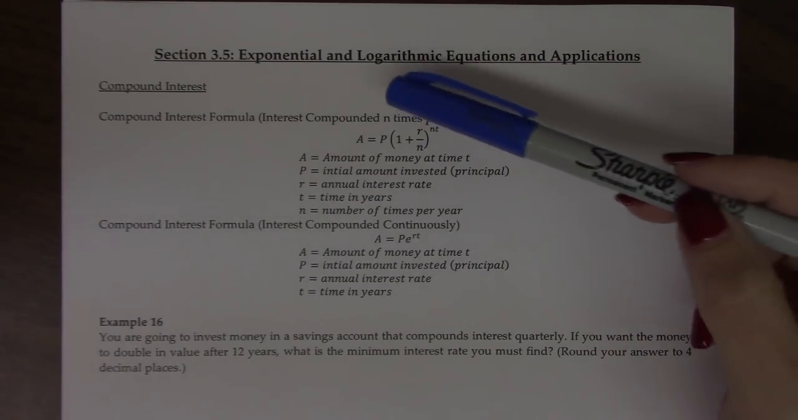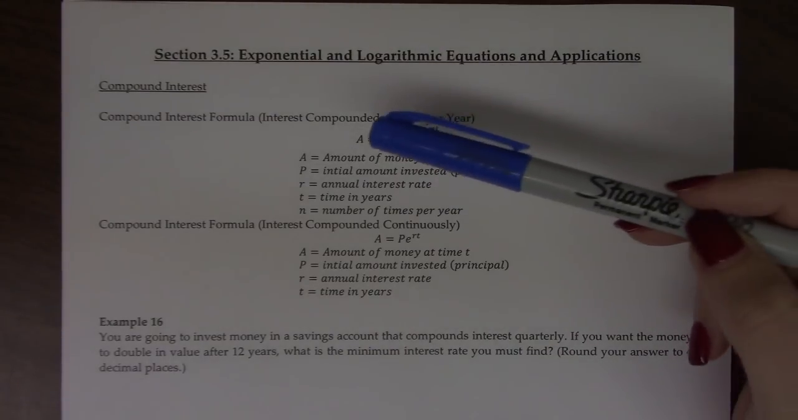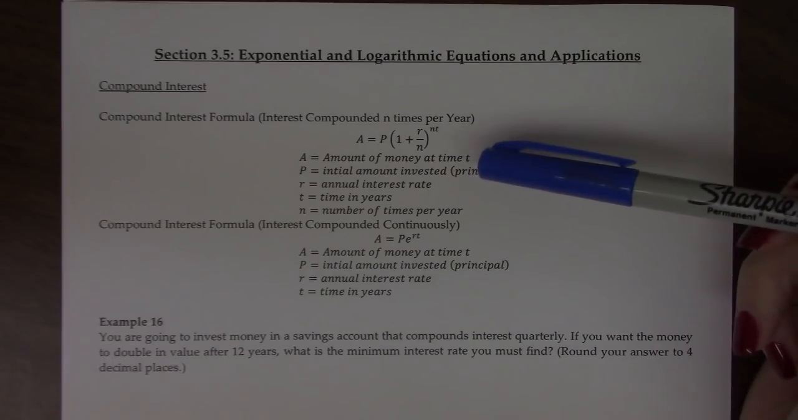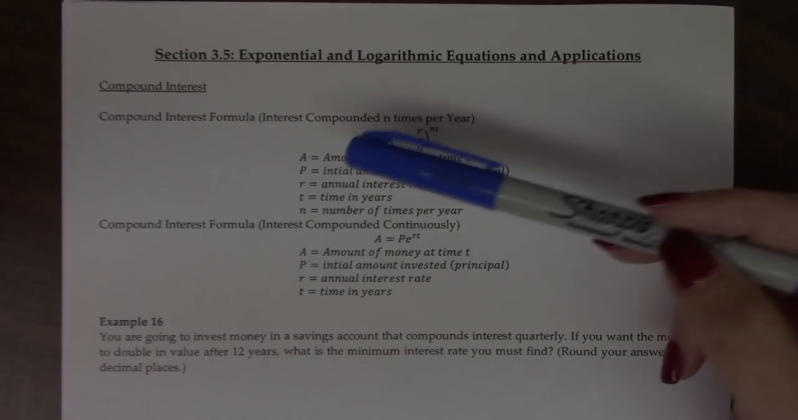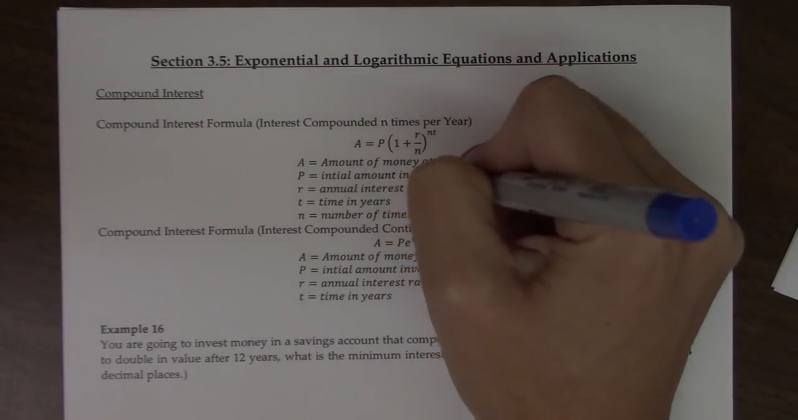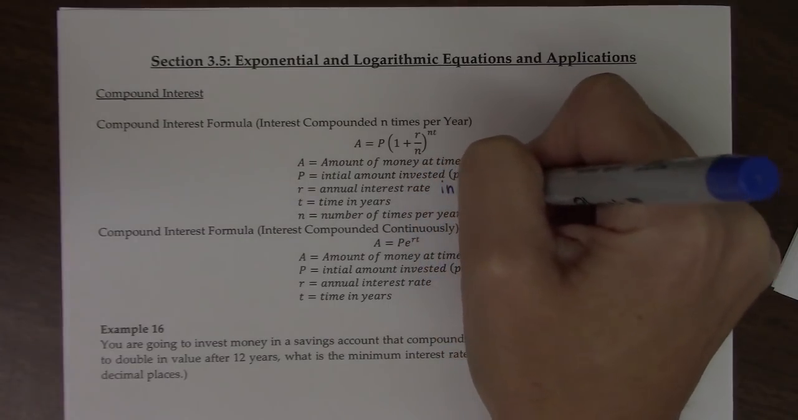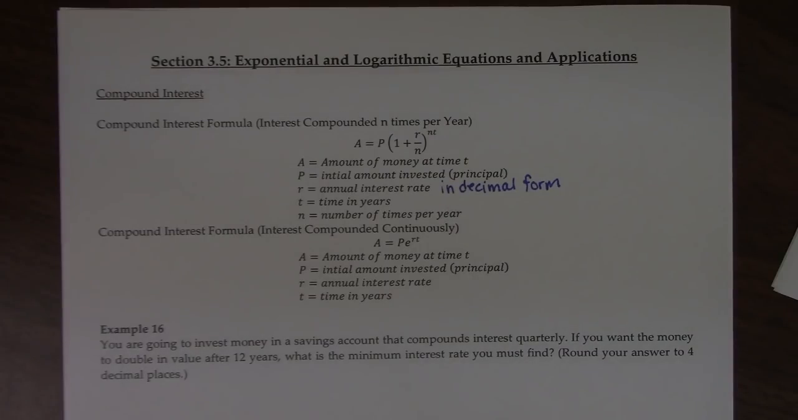The first is if we're going to compound n times a year. So A is the amount of money at some time t, P is the principal or initial amount invested, r is the interest rate, and you need to make sure the interest rate is in decimal form when we plug it into the equation. t is the time in years, so if you're given a unit of time outside of years, you need to convert. And n is the number of times per year.